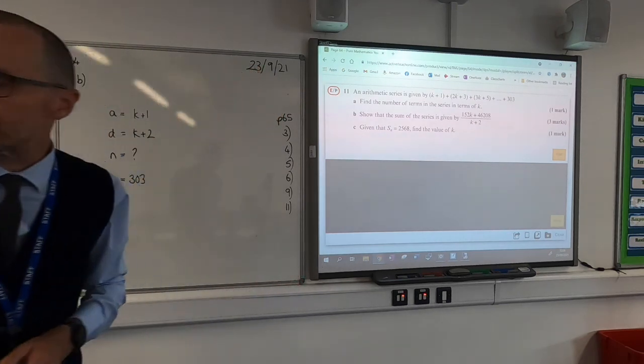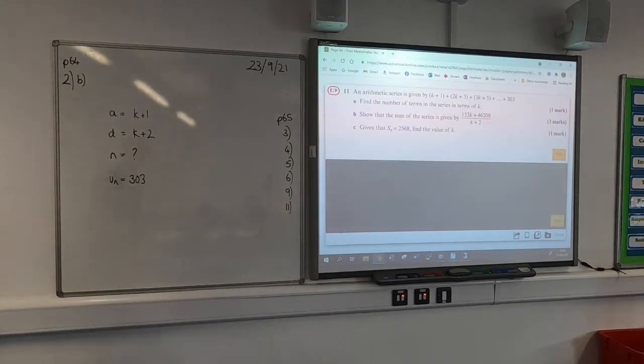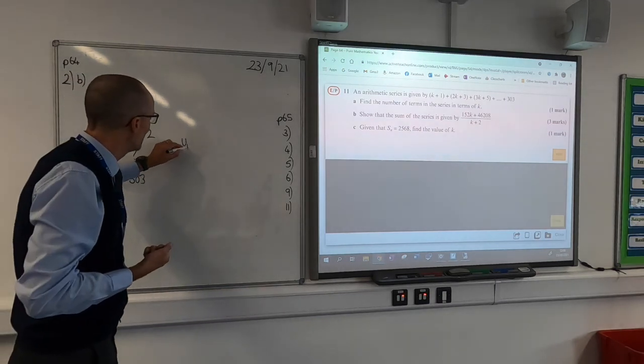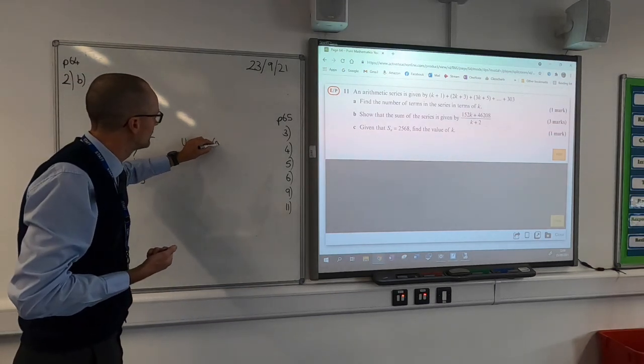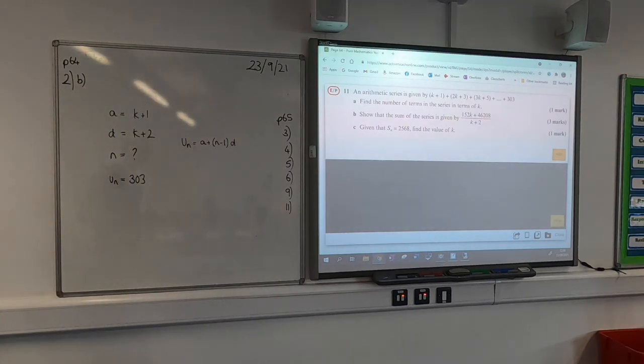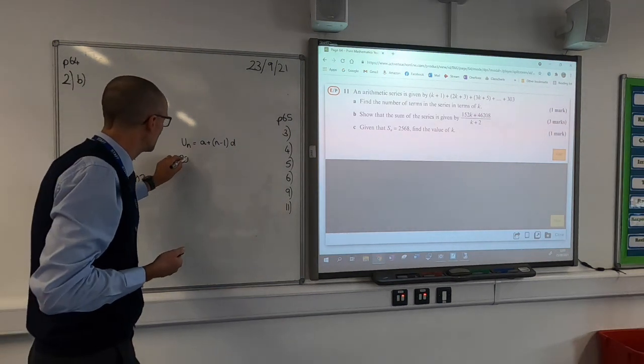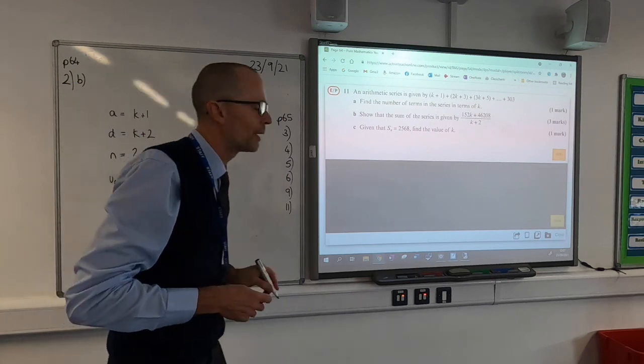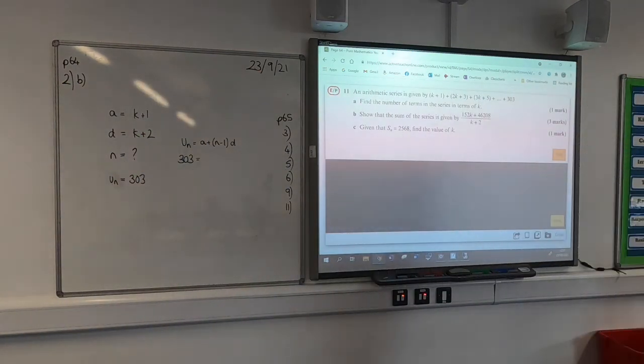So the first question is about the number of terms. So I'm going to use my un formula, and that's going to allow me to work out n, but it's not going to be a number, it'll be k's in there. So we know that the nth term is 303, but we don't know how many terms that is. So see if you can plug those numbers in. Let's see if you can get some of the rest of this question. Part 2 is about the sum, so you're going to use the sum formula in part b.